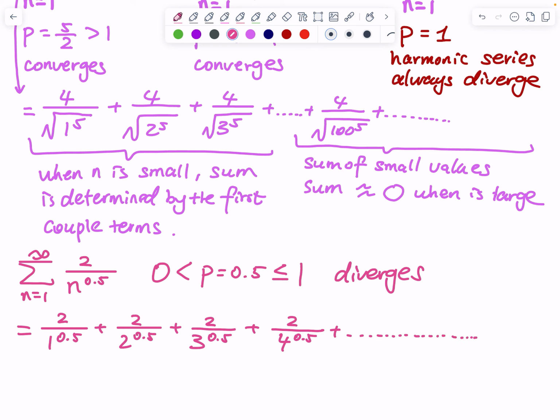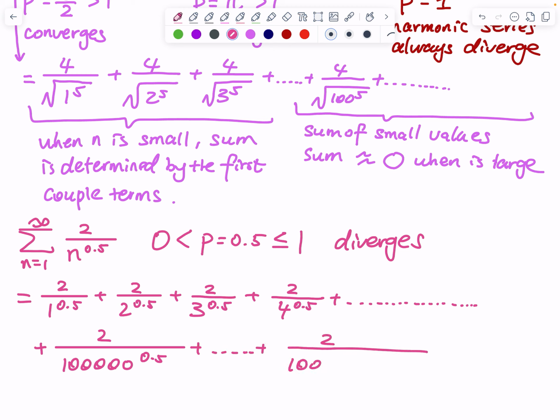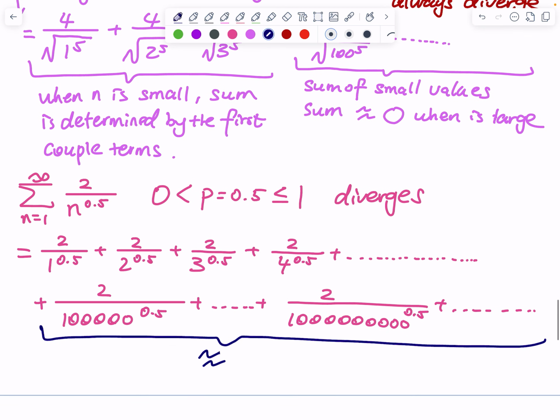What happens when n is large? When n is large, you will have these values: 2 divided by, I will just draw a very large base, to the 0.5, and then you keep on adding until you have a very, very large base raised to 0.5, and you are still adding. So what happens to this? You can use a calculator to find out what 2 divided by a huge number raised to the 0.5 power is. These quantities are nearly 0 when n is large.